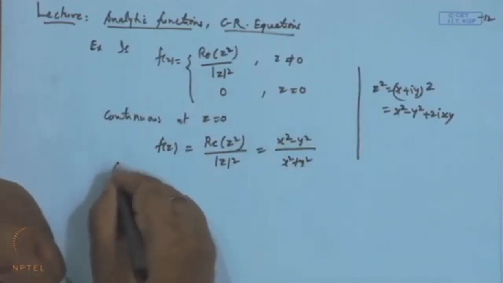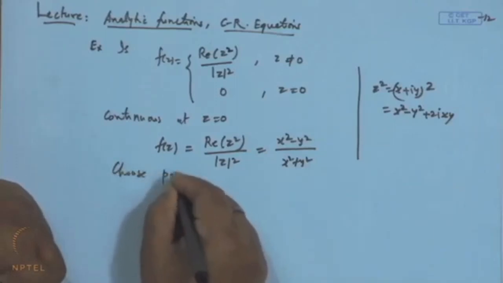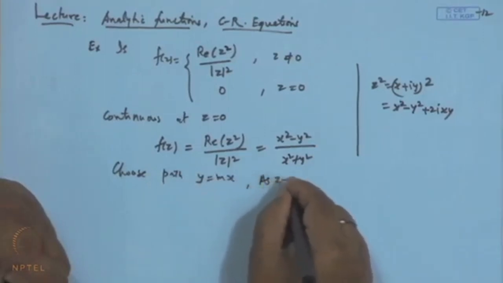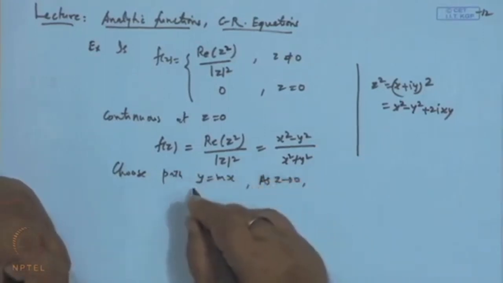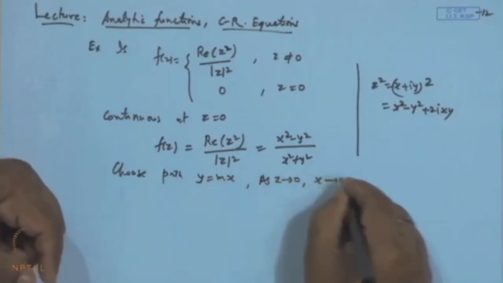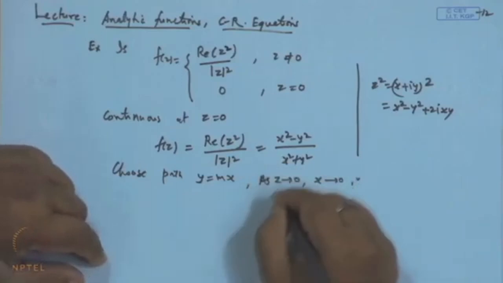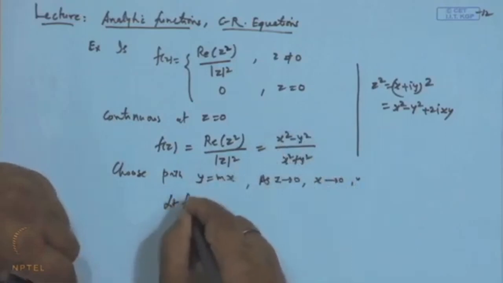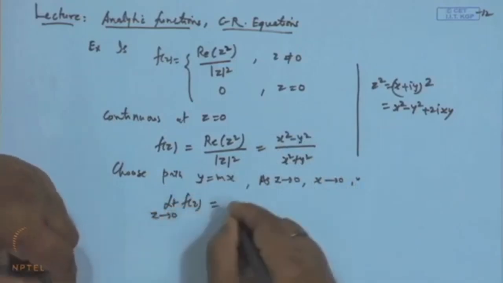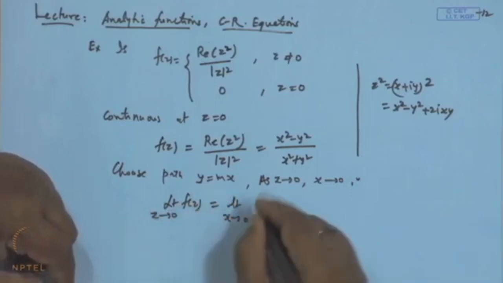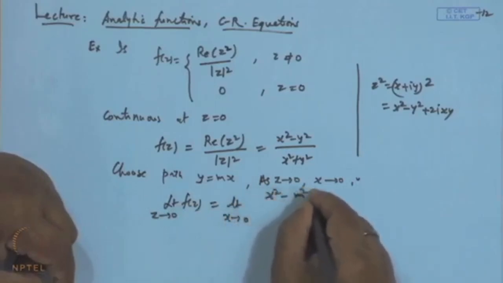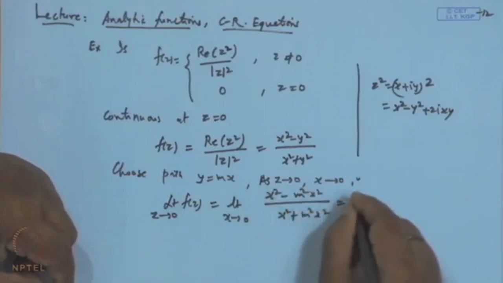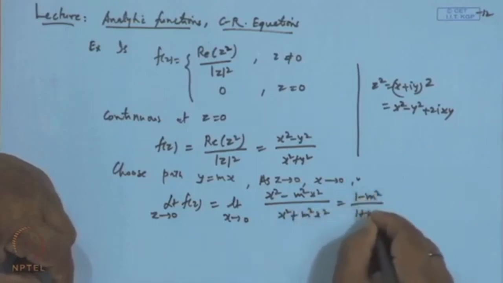I just choose the path y equal to mx. As z tends to 0, x will tend to 0 and y will tend to 0. When you substitute y equal to mx, it reduces to a function of x, and the limit of f(z) when z tends to 0 is the limit as x tends to 0 of (x square minus m square x square) divided by (x square plus m square x square). That is (1 minus m square) over (1 plus m square).